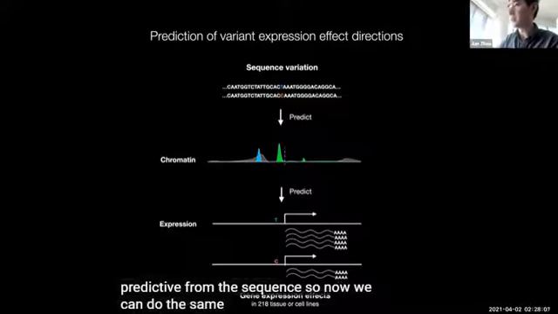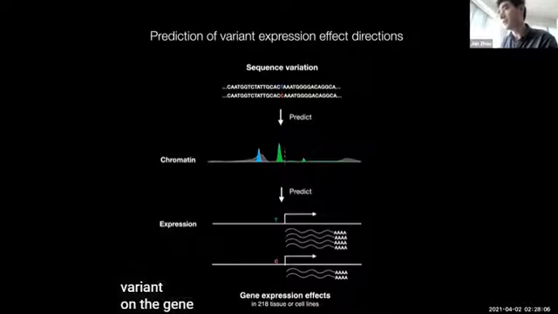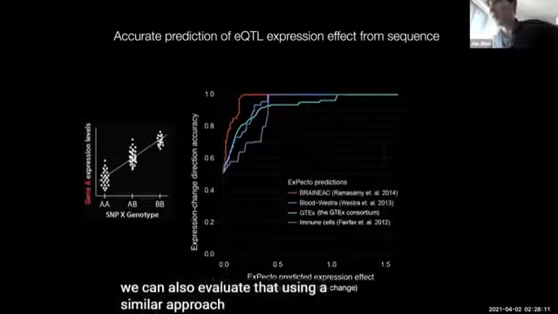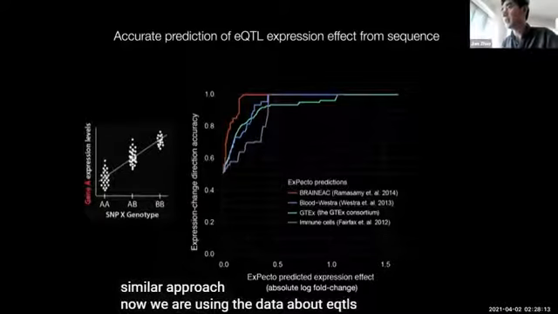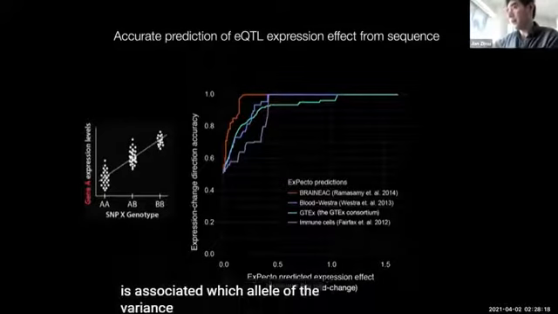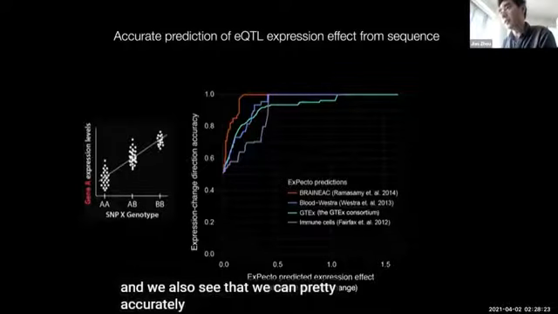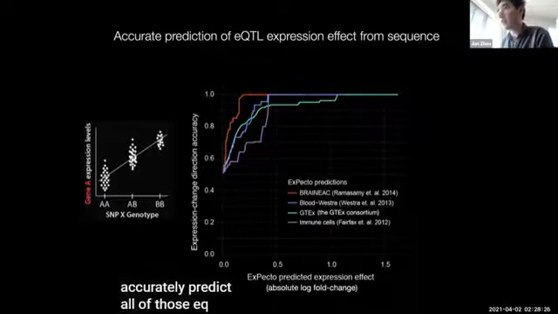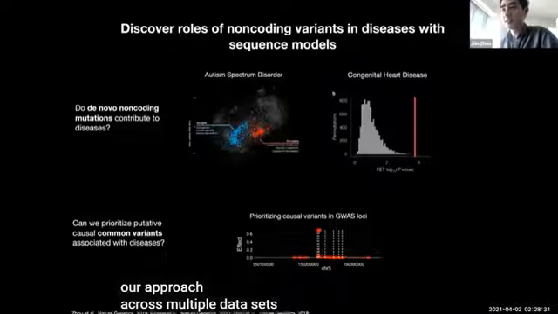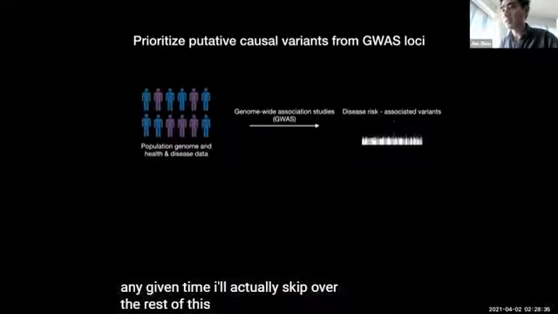And of course, those chromatin profiles are also predicted from the sequence. So now we can do the same trick that we can predict the effect of any variant on the gene expression. And we can also evaluate that using a similar approach. So now we are using the data about eQTLs, where we know which allele of the variant is associated with higher expression. And we also see that we can pretty accurately predict all of those eQTL directionalities using our approach across multiple data sets. So I think given time, I'll actually skip over the rest of this.